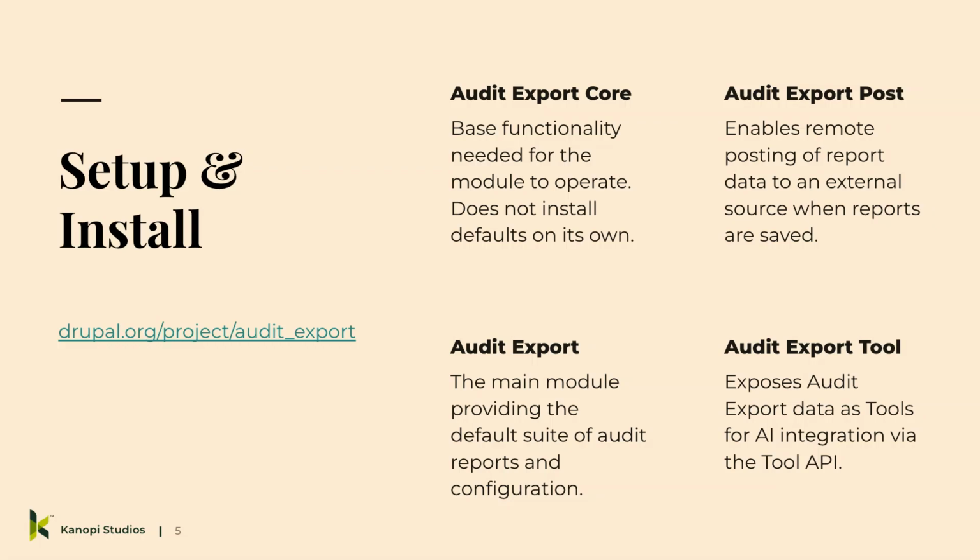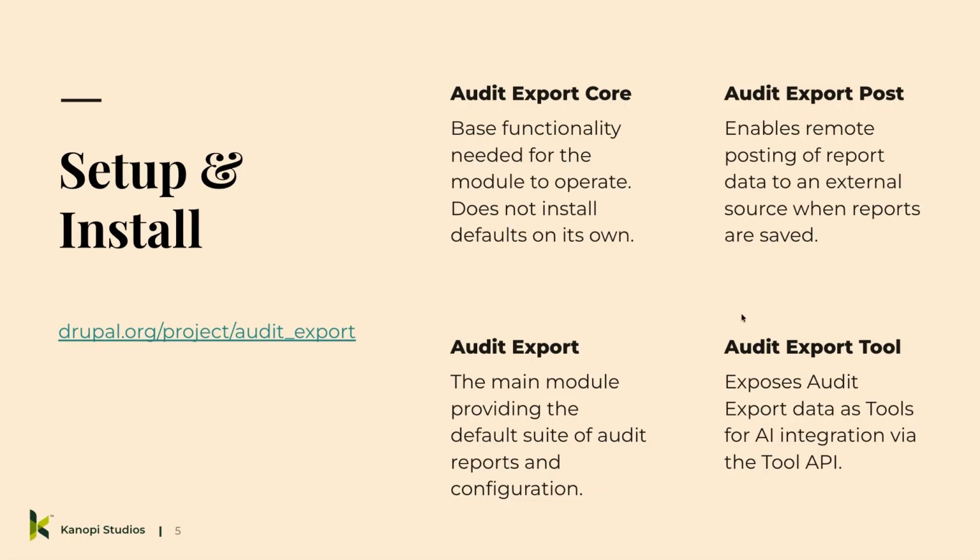Core comes with all the basic functionality, things like cron API implements, Queue API implements for larger processing, Drush integration, tool integration, all of that will just come with the core module. Audit Export, the main name of the module, is going to provide those 9 basic reports. So if you didn't want to use the reports that come with the module, and you want to have everything entirely custom, using custom reports, you could do that too. You would just enable Audit Export Core on its own.